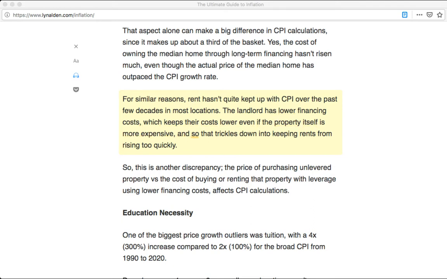and so that trickles down into keeping rents from rising too quickly. So, this is another discrepancy. The price of purchasing unlevered property versus the cost of buying or renting that property with leverage using lower financing costs affects CPI calculations. Education and necessity. One of the biggest price growth outliers was tuition, with a 4x, 300% increase compared to 2x, 100% for the broad CPI from 1990 to 2020.